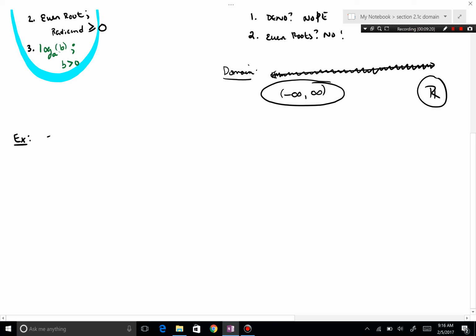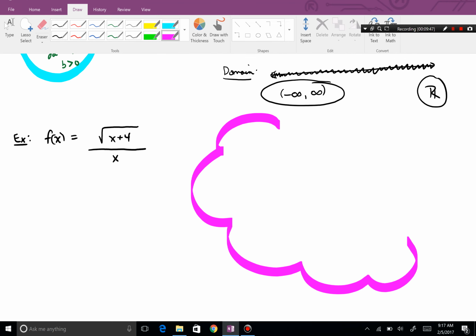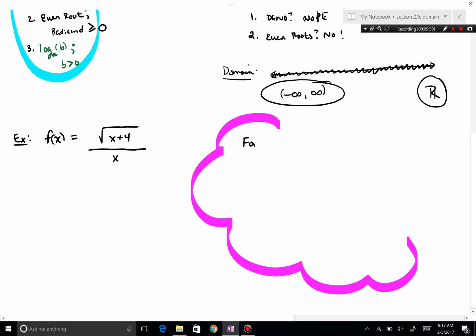I already wrote example, I'm going to write it again. Let me give you a different function that we're going to find the domain of. F of x equals the square root of x plus 4 over x. This is kind of me jumping the gun a little bit. Note, you don't have to have just one restriction inside of these. You can have multiple. But here is the brass tacks, and maybe I'll even write this so everybody can see this. For each restriction, there will be a problem to solve.